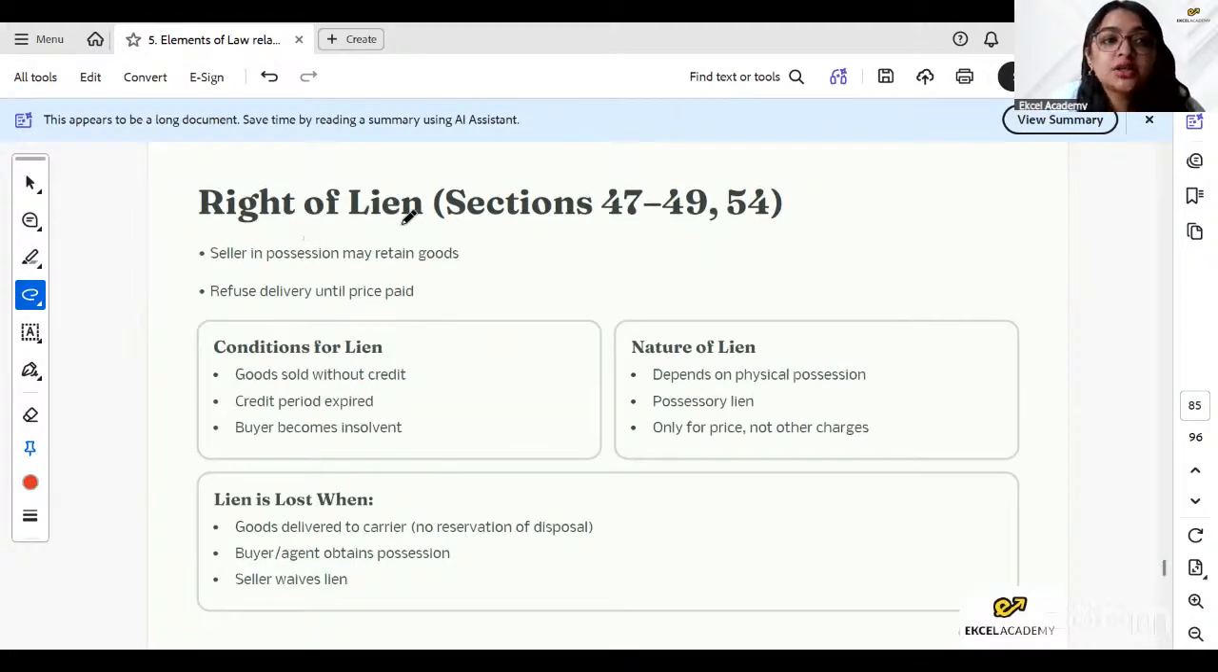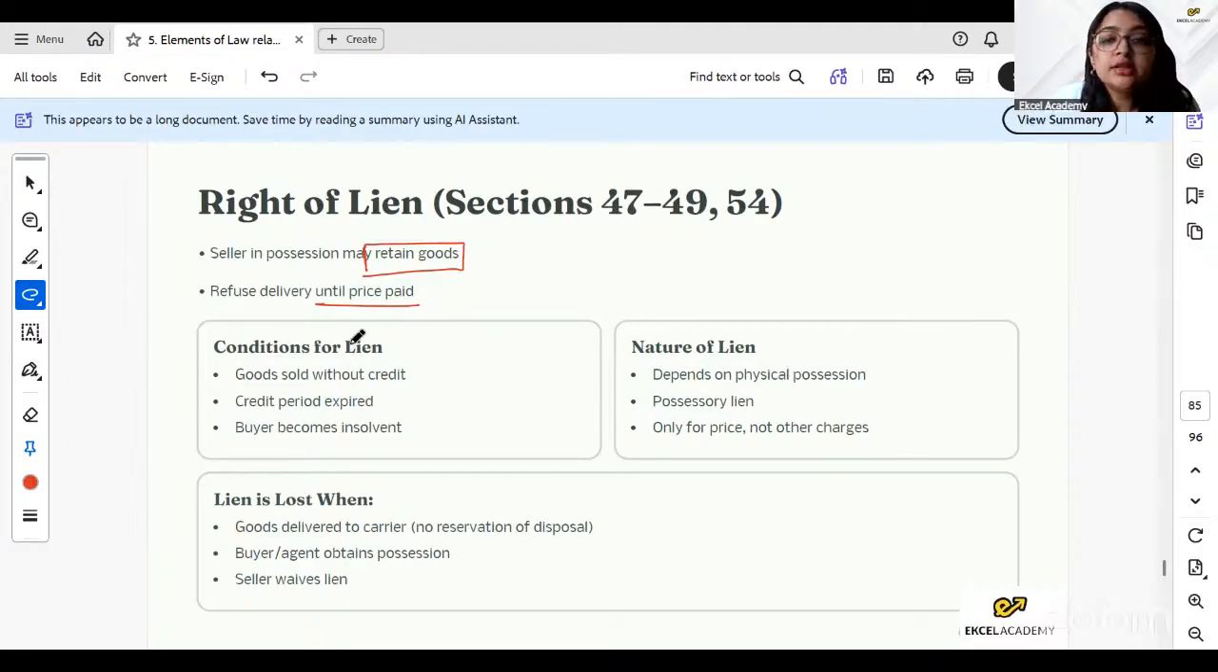Next, first one is your right of lien. Right of lien specifically talks about retaining your goods. That is, refuse your delivery until your price is paid. So they are not canceling the contract, they are just withholding the delivery. Why? Because the buyer has not paid the price.